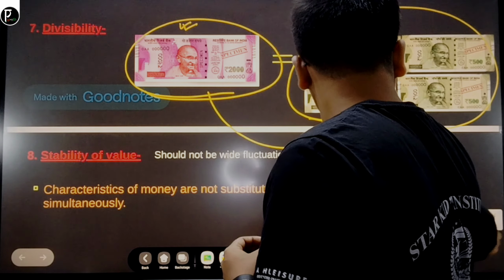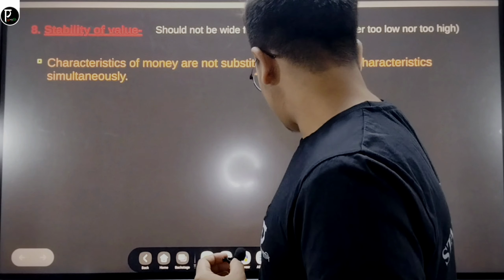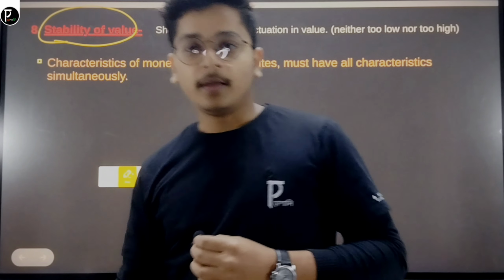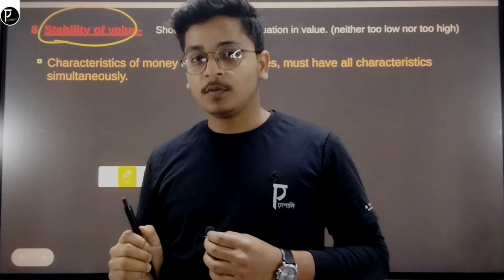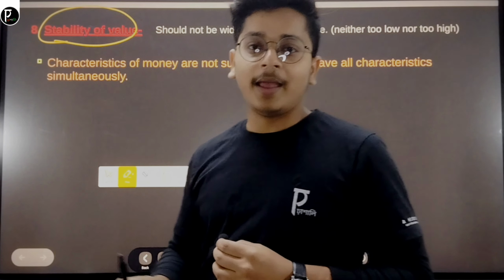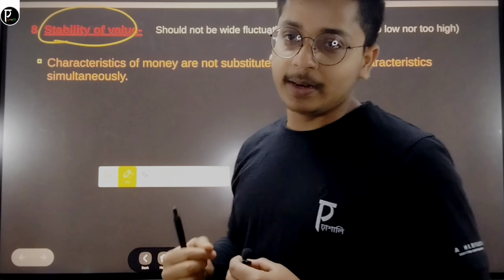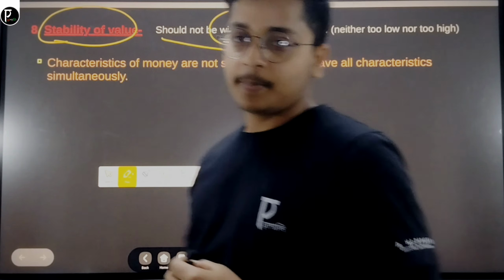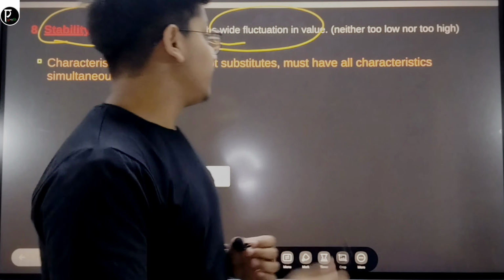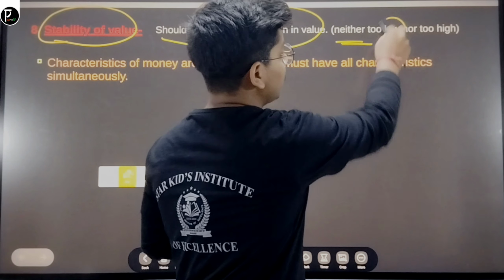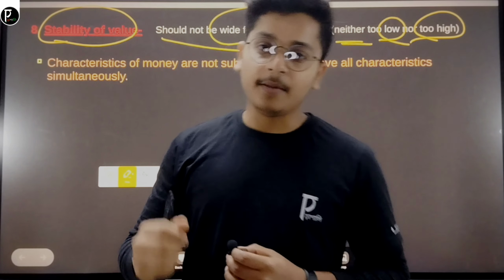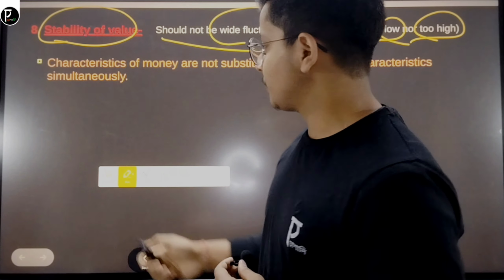Now let's move to the last characteristic of money, which is stability. The money should be stable so that it does not create any problem in our daily life. There should not be wide fluctuations. The value of money should be neither too low nor too high. So this is an important characteristic of money.